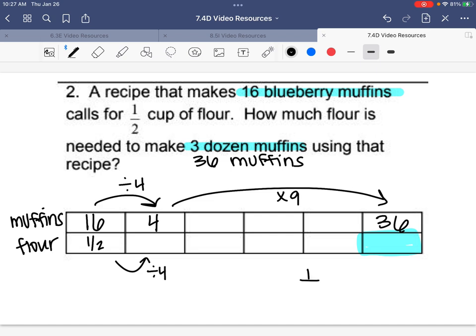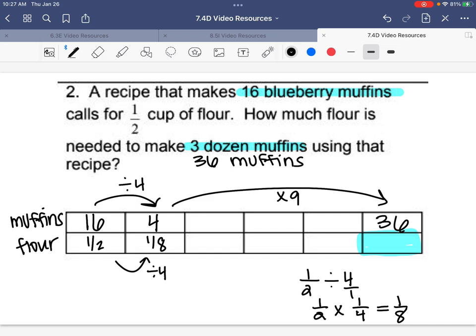So if I have 1/2 divided by 4, I can multiply by my reciprocal. So remember, 4 as a whole number can just be put over 1. And so when I multiply by that reciprocal, I would change the denominator to the numerator and the numerator down to the denominator. And so 1/2 times 1/4 gives us 1/8. So for 4 muffins, it takes 1/8 cup of flour.